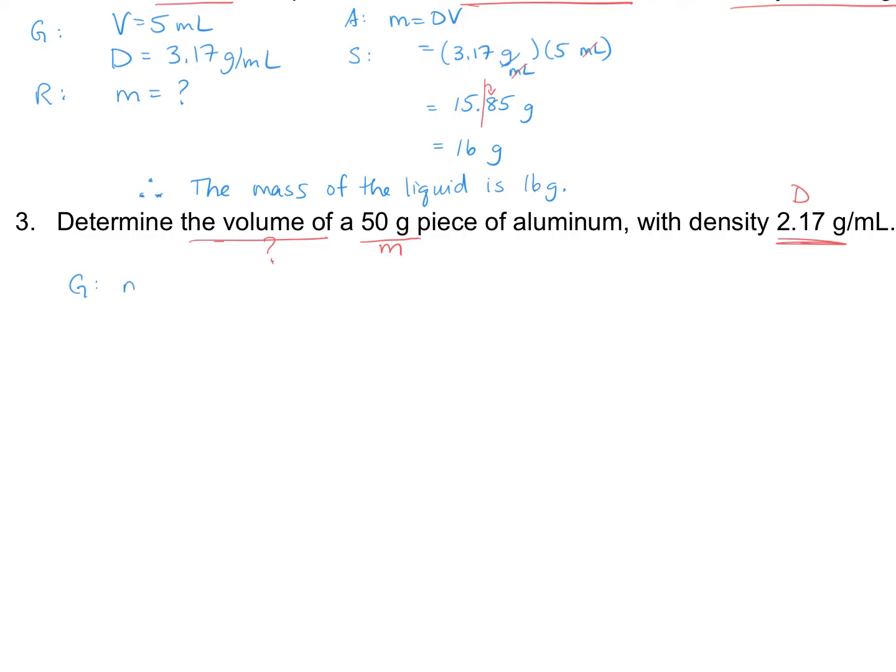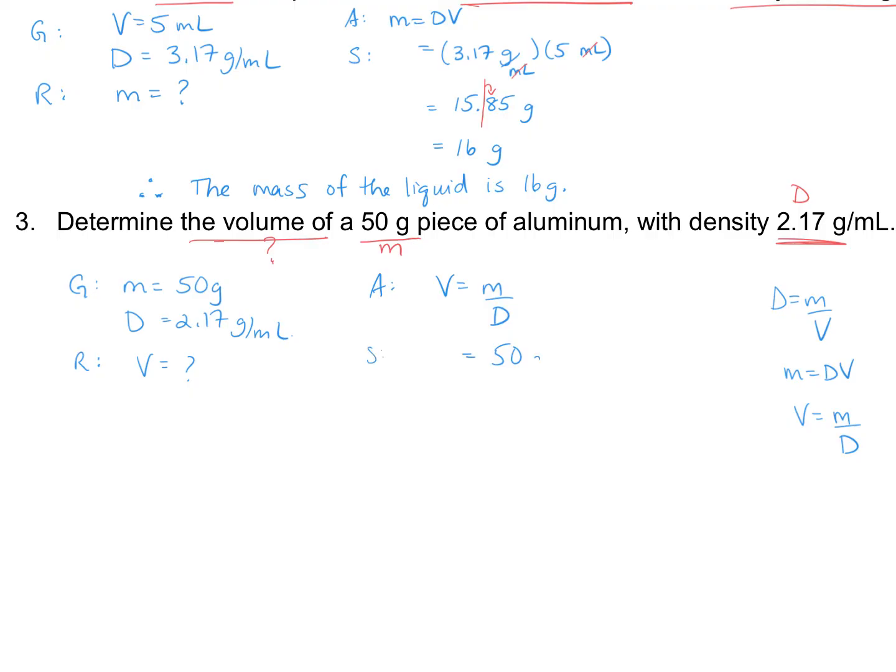So what have we been given? That the mass is 50 grams, that the density of aluminum is 2.17 grams per milliliter. What have we been asked to find? The volume. So you had 3 versions of the formula. You had density equals mass over volume, mass equals density times volume, and you had volume equals mass over density. So which one of these formulas is useful for us? Well, whichever one has the V by itself. So here's where V has been isolated, so that's the formula that we're going to choose. So V equals m over d, and we're all set up to plug in our 50 grams.